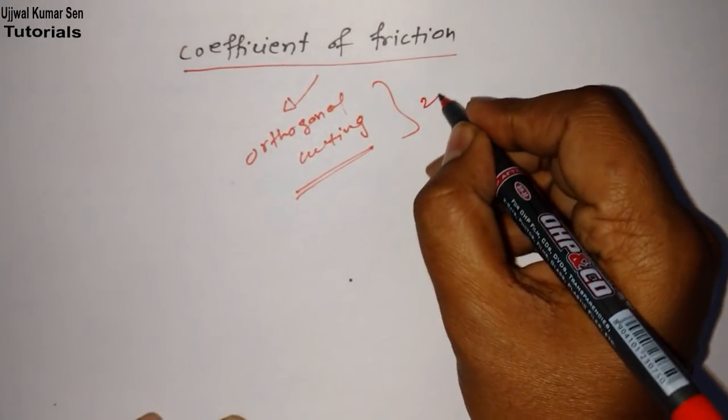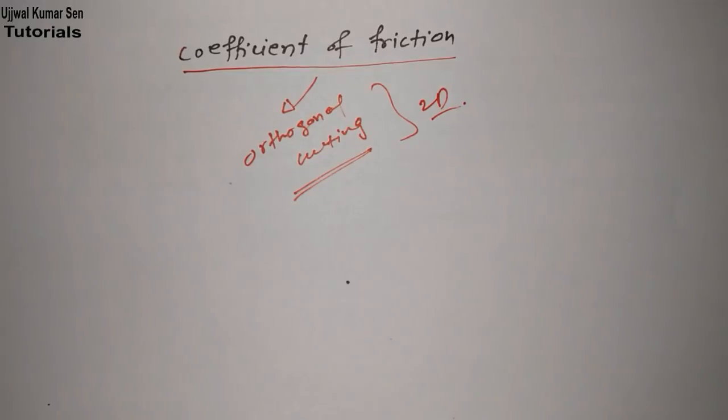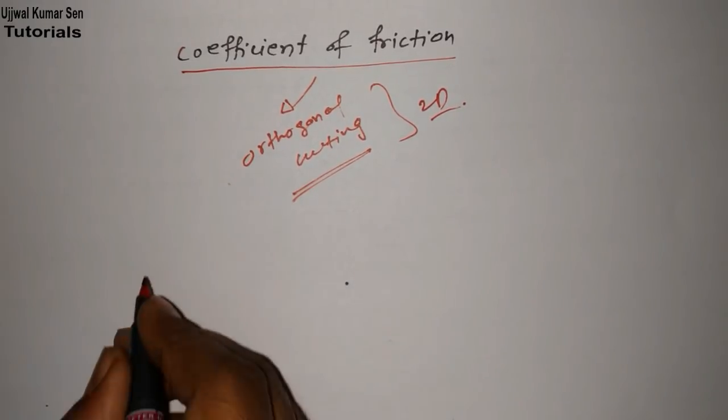What is orthogonal? Basically, 2D cutting is known as orthogonal cutting, and oblique cutting is known as 3D cutting. Suppose we are doing a cutting operation on a lathe. In that case, what would be the coefficient of friction for the cutting operation? So we can find out the coefficient of friction, and a lower coefficient of friction would be much better for a better life of the tool, right? So for finding out the coefficient of friction, we have a single formula.